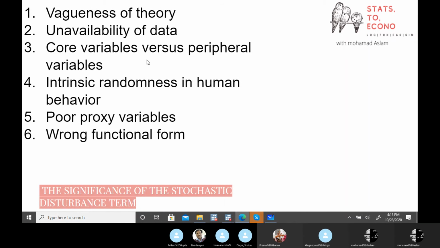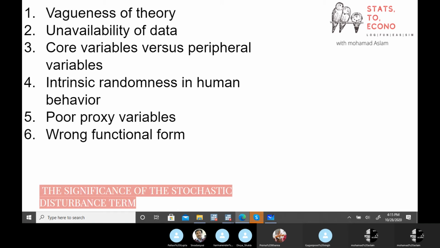Core variables versus peripheral variables. For example, there might be other variables which are not so important, or I can talk in terms of proxy variables, like the permanent income hypothesis and the permanent consumption hypothesis. That is permanent income and permanent consumption, but that's not easy to capture. So in place of that, we use income and consumption. Those are the proxy variables. Even in that case, the error term will help us.